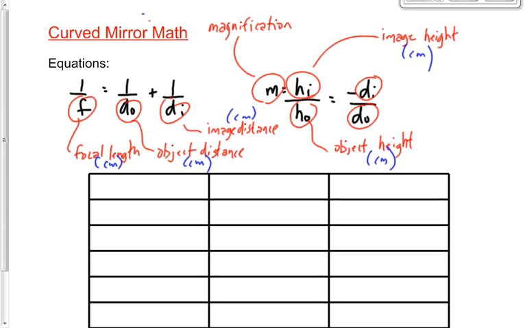Now, magnification, notice I haven't put centimeters by that. There are no units for magnification. Centimeters over centimeters gives me the cancel, right? Meters over meters cancels. Miles over miles cancels. So there are no units associated with magnification. It's kind of like the coefficient of friction in physics 20. There's just no units associated with it because the units end up canceling.